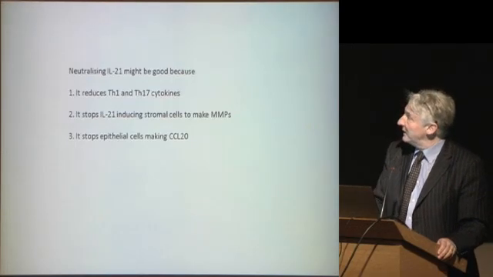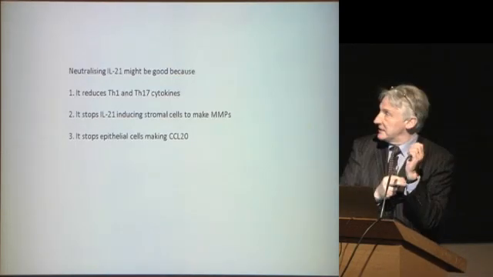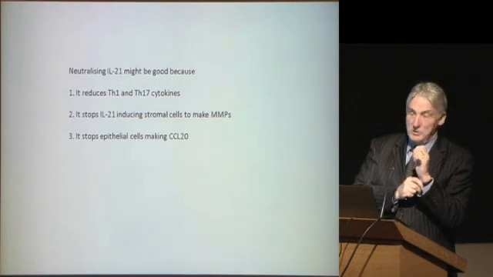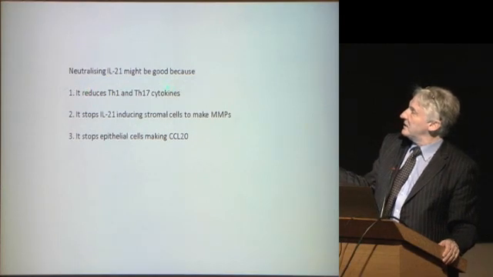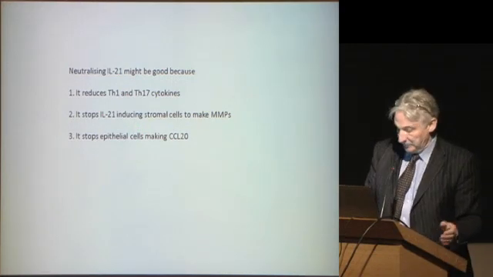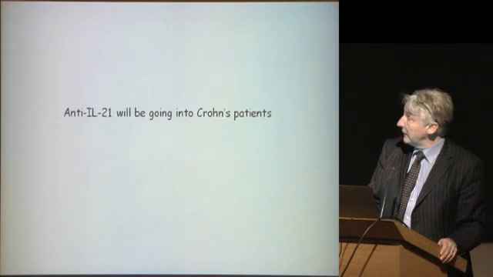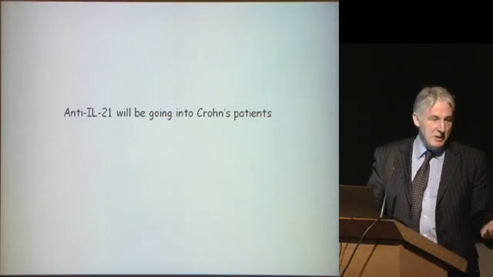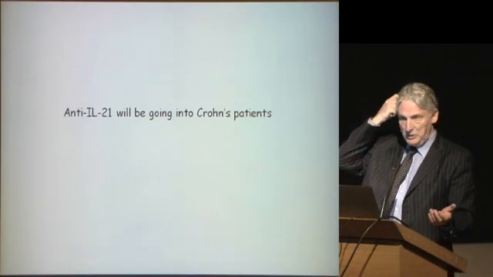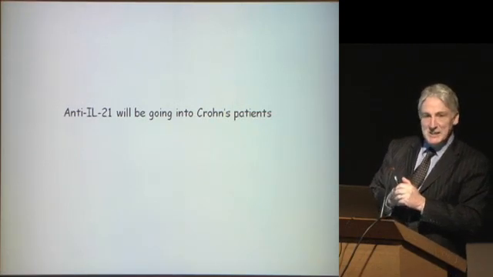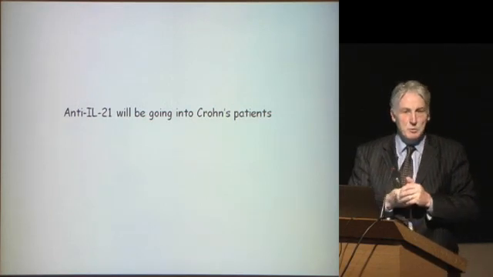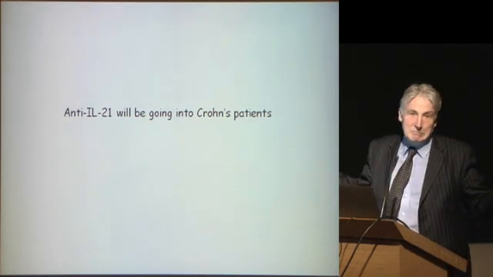So the question really is, we think that anti-IL-21 would be a good thing in Crohn's disease, because of 3 reasons. It reduces Th1 and Th17 cytokines. It stops IL-21 inducing stromal cells to make MMPs, and it stops epithelial cells making CCL20. And what we're going to be doing is putting it into patients. So we're working with Novo Nordisk, who've got a humanized anti-IL-21 antibody, and we'll put it into people and see if it works. And that, in the end, will be the proof of the pudding. We'll know, which I think is fair enough.